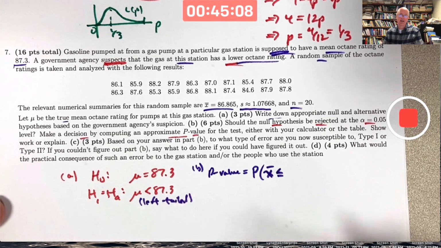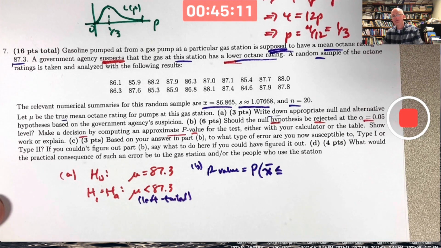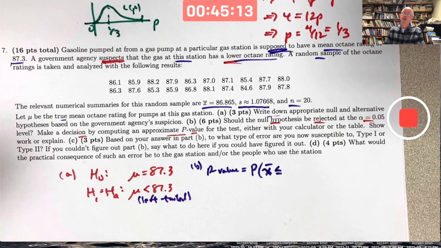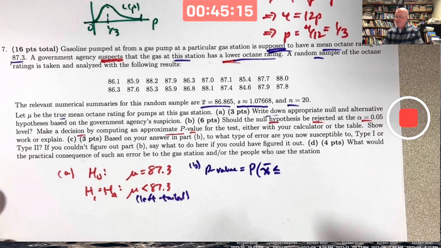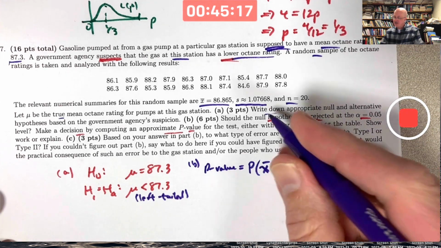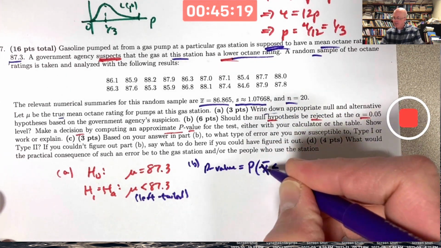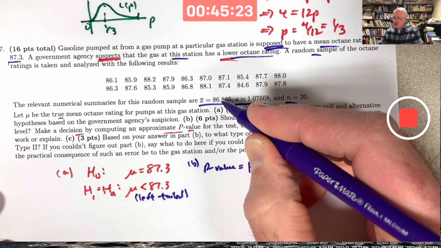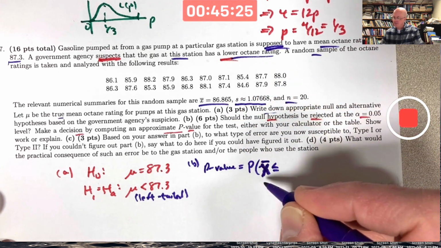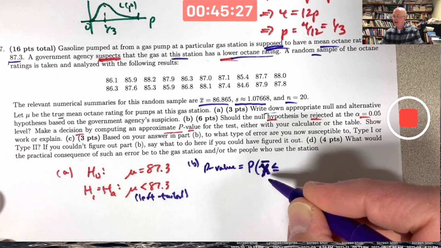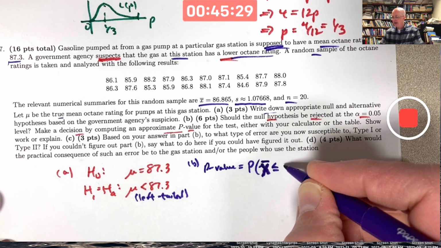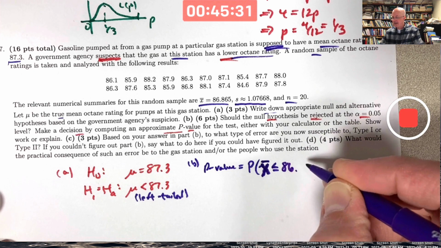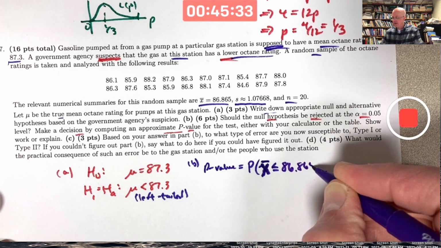Because it's a less than sign. If it's a greater than sign, it's called a right-tailed test. If it's a not equals to, it's called a two-tailed test. What do we actually observe? I should make a capital X bar here, actually, because I'm thinking theoretically. There's our actual observed X bar. To think about the p-value, I should really think about the random variable capital X bar. What we actually observed was 86.865.